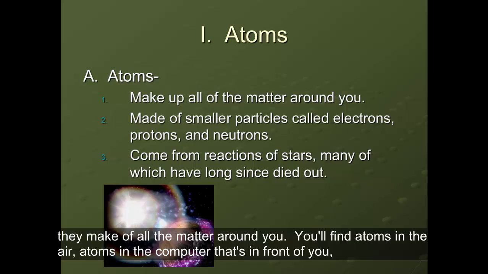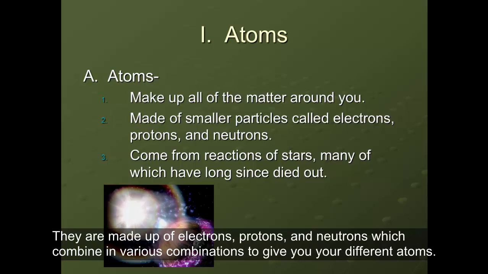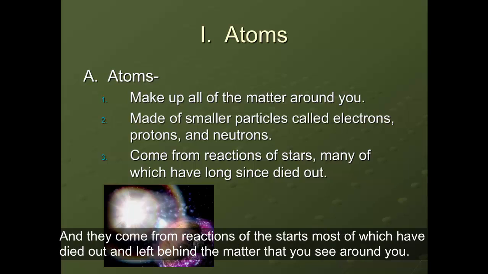They make up all the matter around you. You'll find atoms in the air, atoms in the computer that's in front of you, atoms in the water that you drink, and they combine in various ways to make the compounds that make up everything around you that you see. They're made up of electrons, protons, and neutrons, which combine in various combinations to give you your different atoms. And they come from reactions of the stars, most of which have died out and left behind the matter that you see around you.